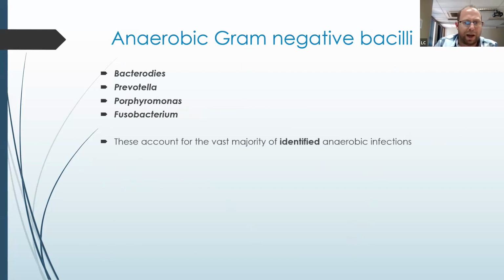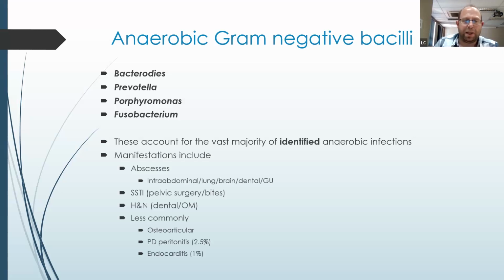And so I'll discuss them briefly. These account for the vast majority of identified anaerobic infections, but what's important is that they are less fastidious than many of the gram-positive anaerobic cocci, as an example. So there's a bias towards identifying these organisms.